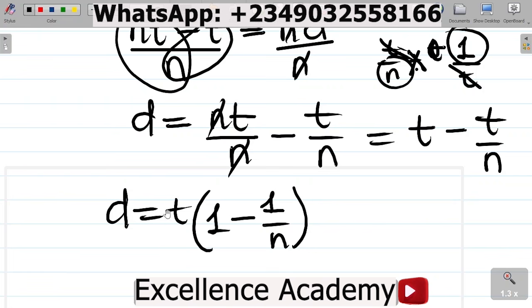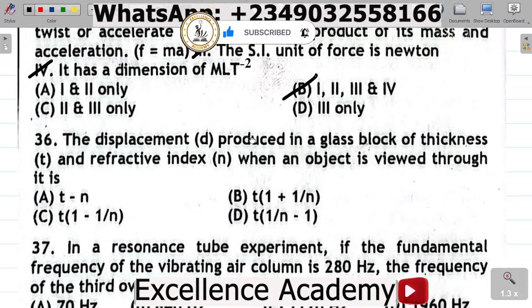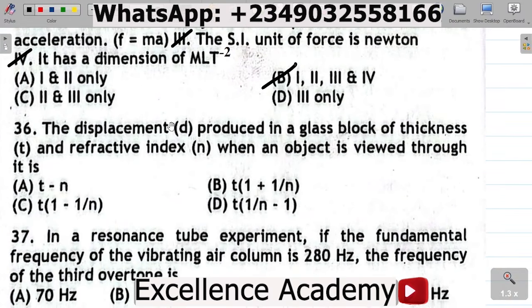So do we have any option like this? D is equal to T into 1 minus 1 over N. Let's see if we have this option. The displacement produced is T into 1 minus 1 over N. The correct option here is C. C is the correct option for this question.